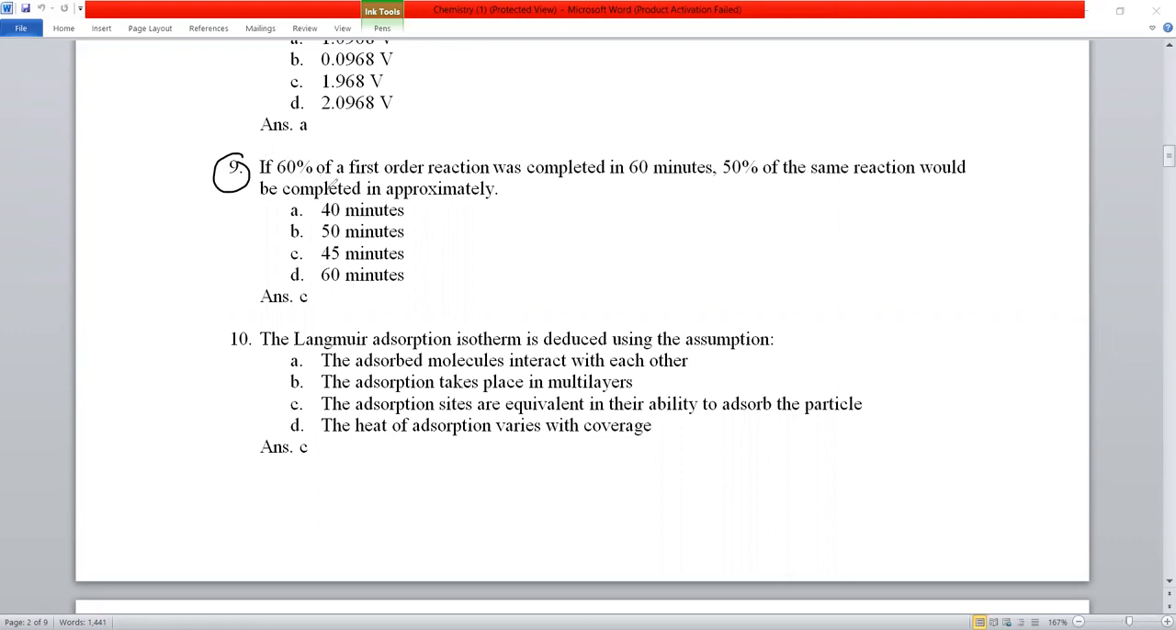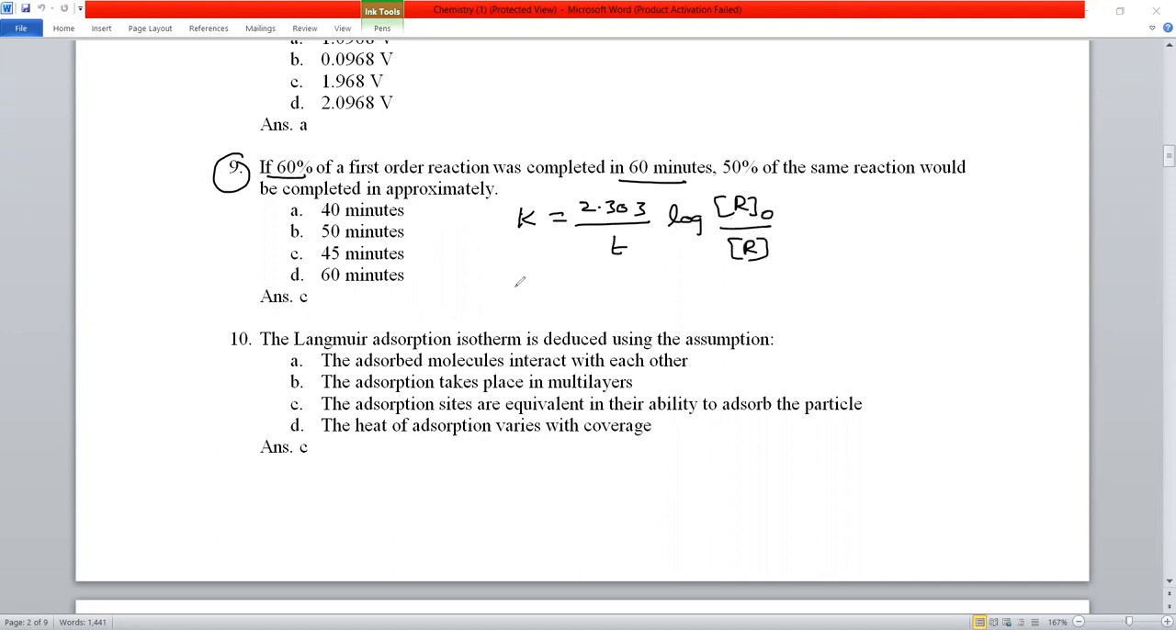If 60% of a first order reaction was completed in 60 minutes, and 60% is completed in 60 minutes, then 50% of the same reaction will be completed in approximately what time, they're asking. So first we have to know the k. For a first order reaction, k equals 2.303 divided by t log of R initial by R final.